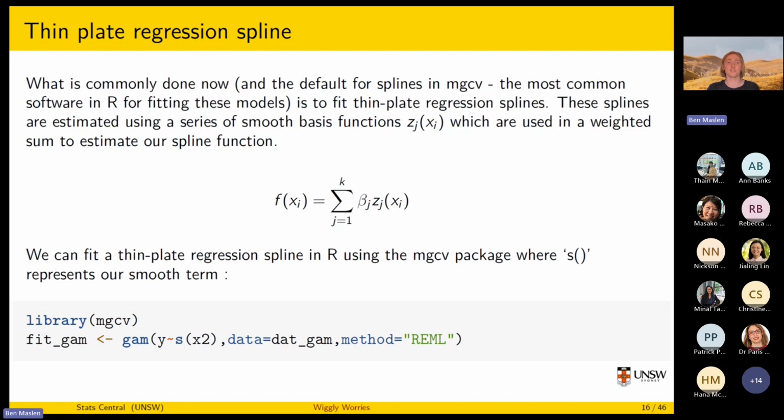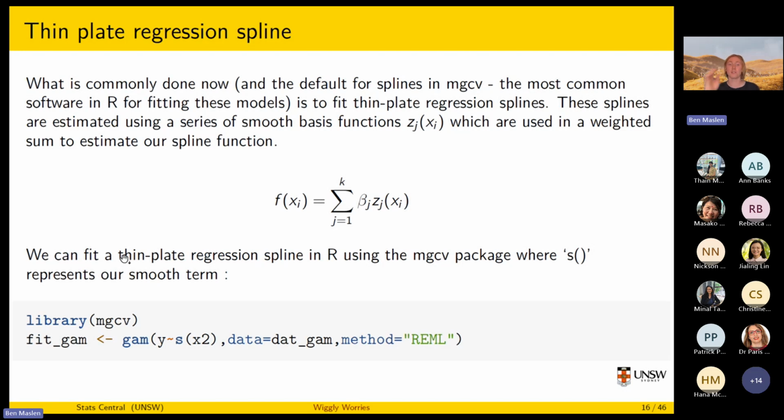This is what the default in mgcv is doing: thin plate regression splines, and using basis functions to estimate our smooth spline. So we have a bunch of functions, Zj, okay, and we're going to get a weighted sum, or a weighted average if you want to call it, of all of these basis functions, and that's what's going to estimate our spline, okay?